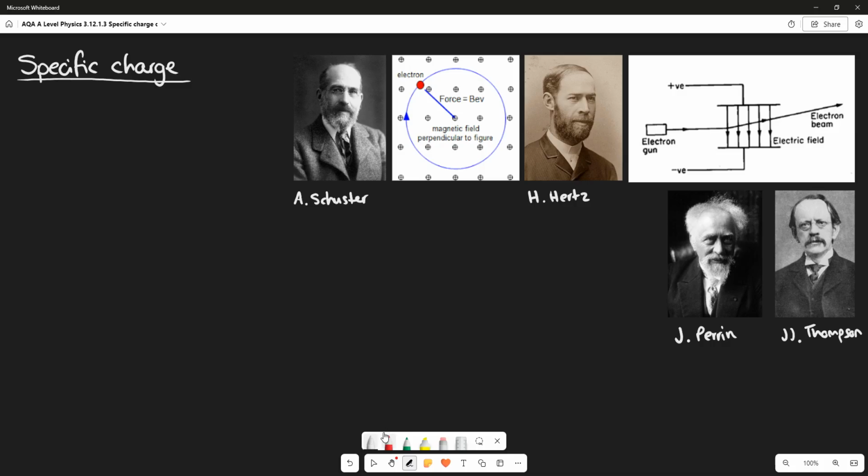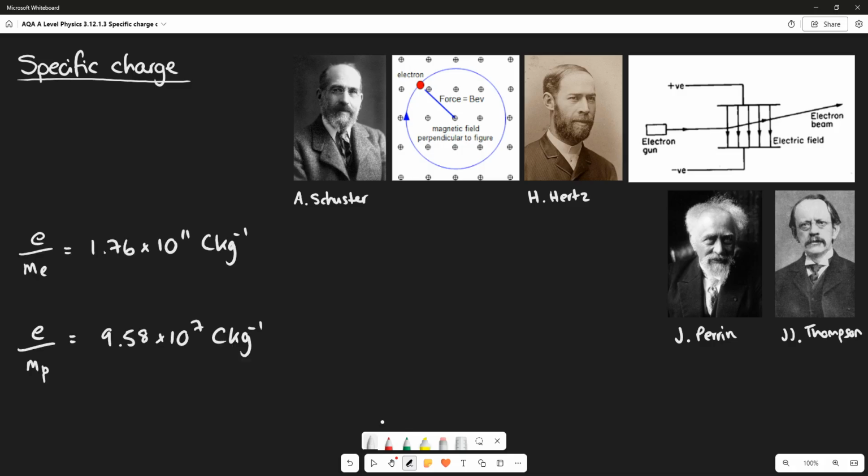So we now had values for the specific charge of an electron and the specific charge of a proton. And they are very, very different from each other. The specific charge for an electron is about 2,000 times bigger than that of the proton. And at the time, this was not understood.